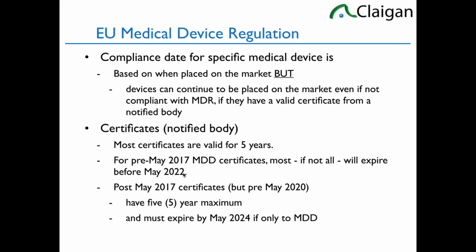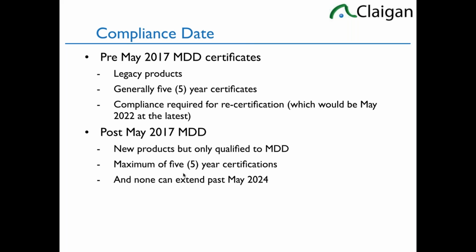So the May 2020 date is when the regulation comes into force, when it applies to individual products. A new design after May 2020, a new certification, will always have to use MDR, but ones with a valid MDD certificate that go past the May 2020 date can still continue to be sold, even though they're only qualified to the old MDD. So again, pre-May 2017 MDD certificates from notified bodies, legacy products, generally have certificates of 5 years. They can continue to be sold until their notified body certificate expires. If you've received a certificate post-May 2017, which is likely for anything you qualify this year, you only have to qualify to the MDD, and they can continue to be sold beyond 2020 as long as they have a valid certificate, up to a max of May 2024.